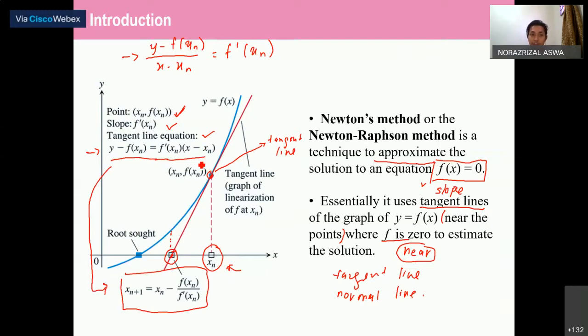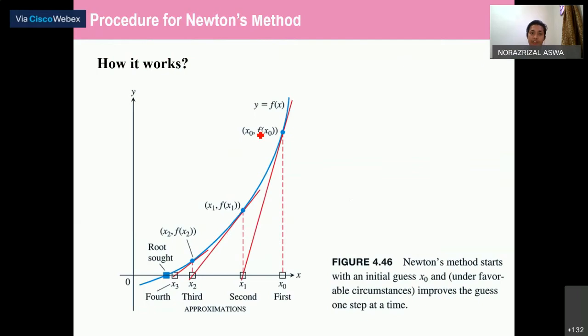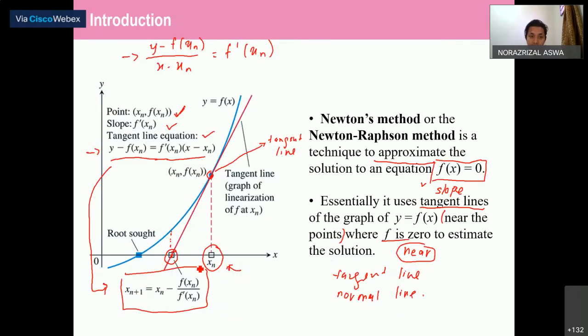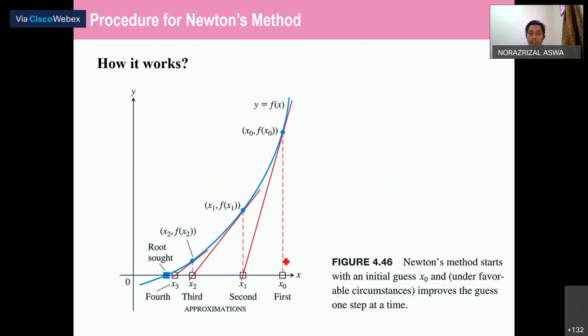You bring everything over and you only have xn plus 1 on one side. So again, this is the next figure. Just now we have xn plus 1 only. This is xn, this is xn plus 1.